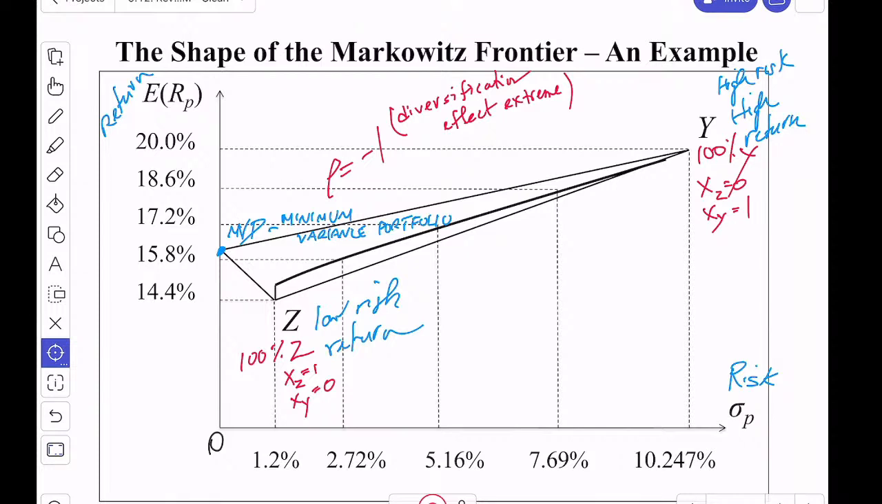And so that's all for perfect negative correlation. There's a combination of Z and Y, in other words, the weights XZ and XY that will give you the minimum variance portfolio. So it would be really interesting to know XZ and XY for those.